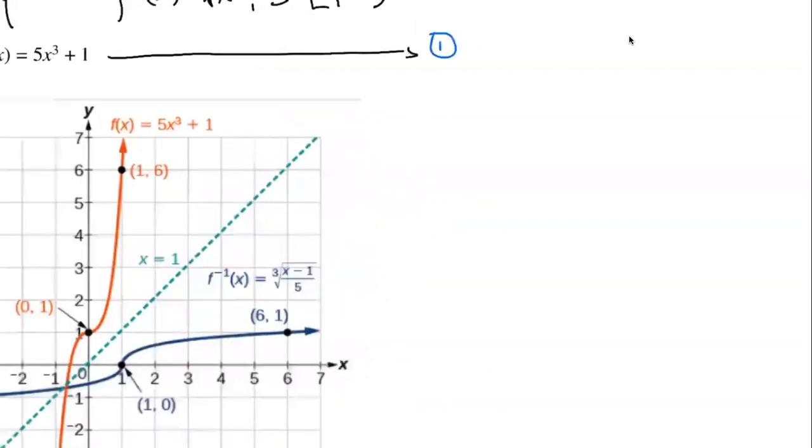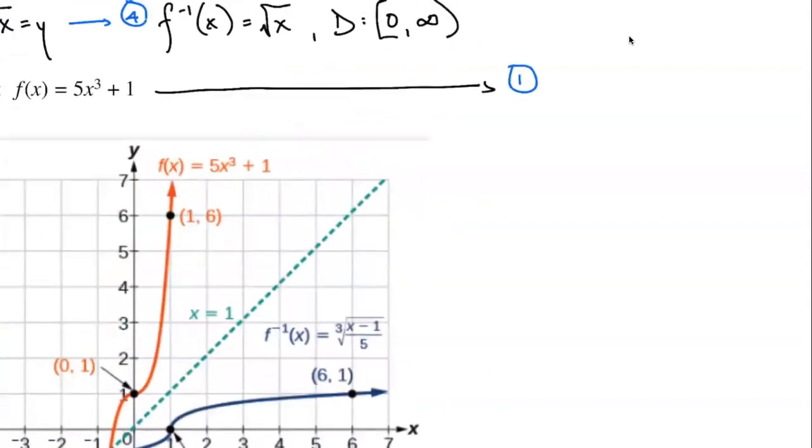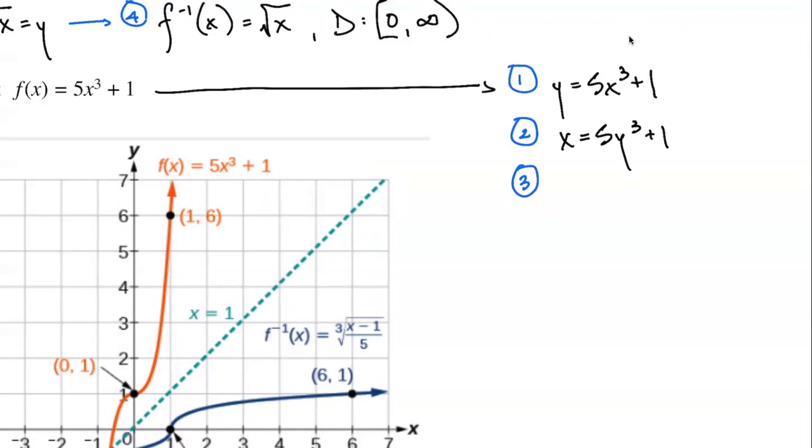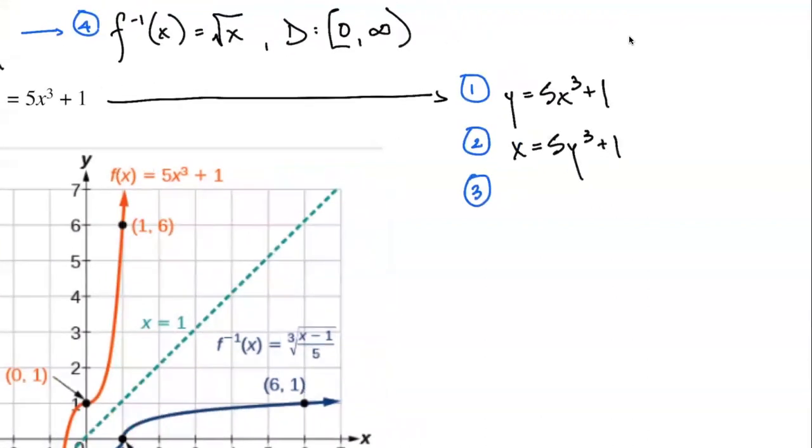All right. So first thing I'm going to do, I'm going to replace my f of x with y. So y equals 5x cubed plus 1. All right. Second step, I'm going to switch my x and y. So I'm going to get x equals 5y cubed plus 1. Now, this is where, again, most of the work is. We're going to solve for our new y.